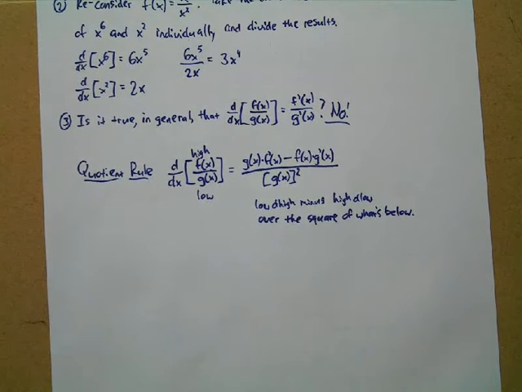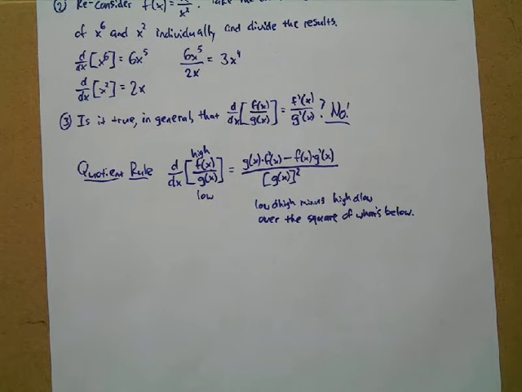Low times D high. Low D high. So low, the bottom, times the derivative of the top, minus high, the top, times the derivative of the bottom, D low, over the square of what's below. Right? So that's a little rough, if you want to remember it that way. However you do it, doesn't matter.